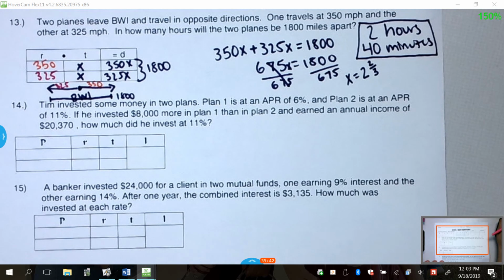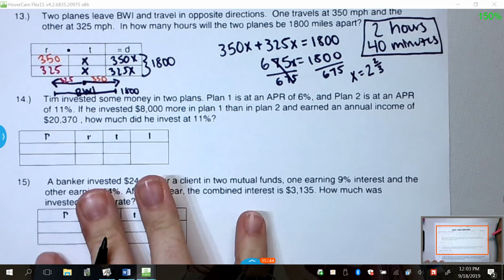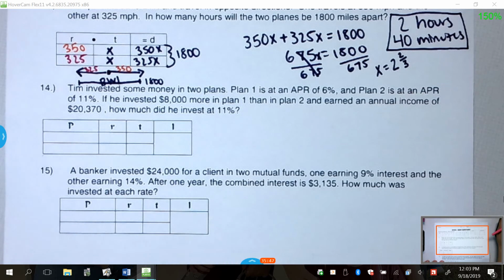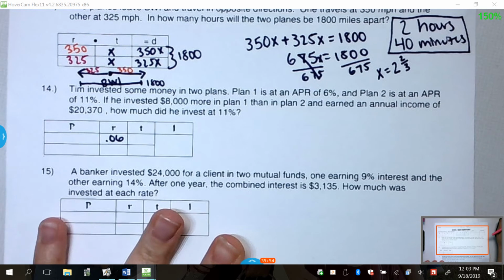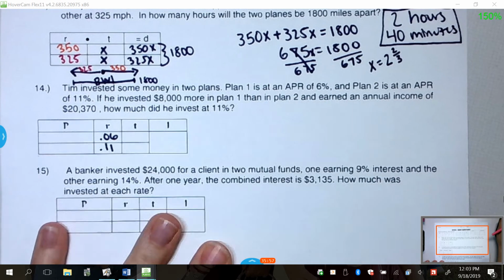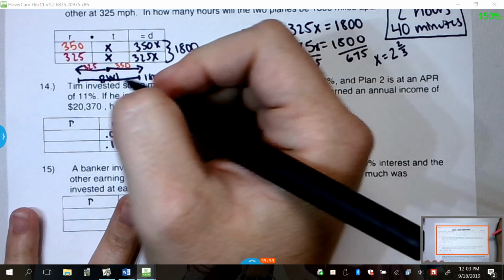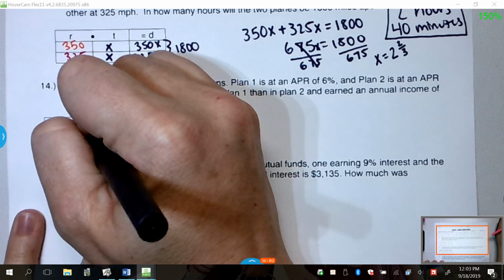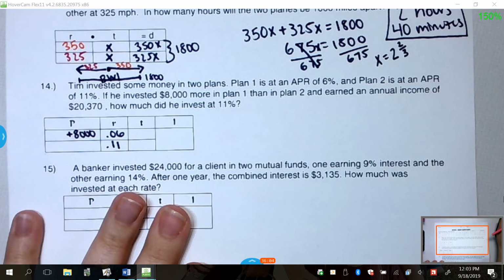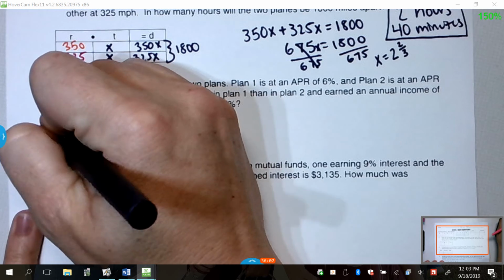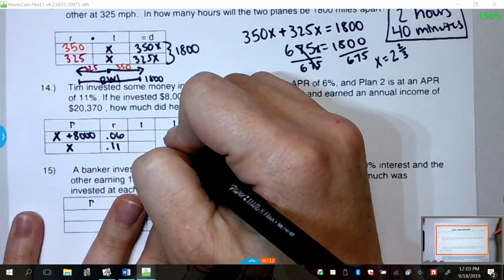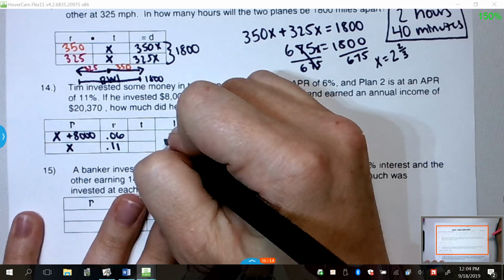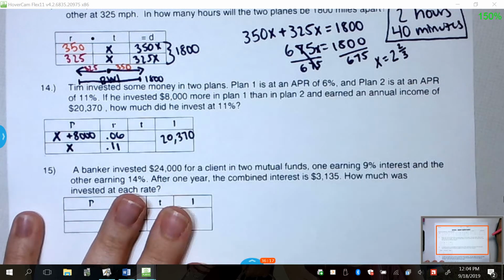Okay, this is the last one on your review, but we're going to do one more, and I really want y'all to follow along. So it says Tim invested some money in 2 plans. Plan 1 is an APR of 6%. Plan 2 is an APR of 11%. If he invested $8,000 more in Plan 1, well, $8,000 more means plus $8,000. We don't know how much he invested in Plan 2. So Plan 2 plus $8,000 is Plan 1. And his total annual income is $20,370. How much did he invest at 11%?